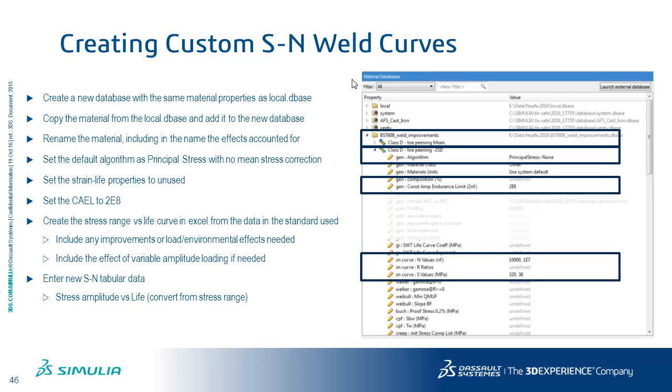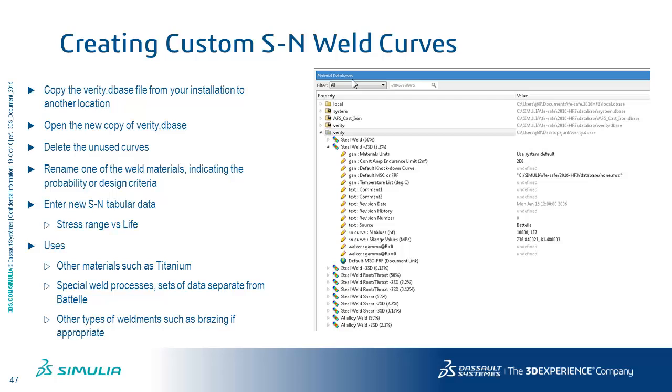So these are the important bits, although you can barely see them on the screen there. Rename, change the default algorithm, change the endurance limit, enter the endurance curve data. For Verity, it's a very similar process. You take the existing Verity database. Because it's read-only, you need to make a copy so that it's unlocked for you to edit.